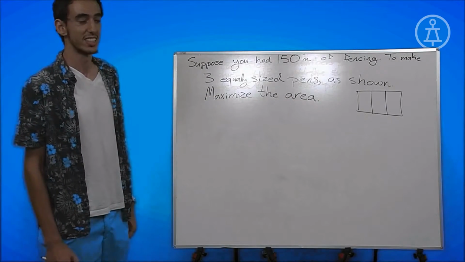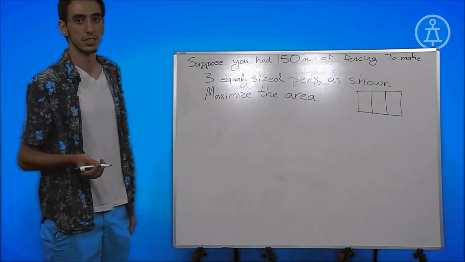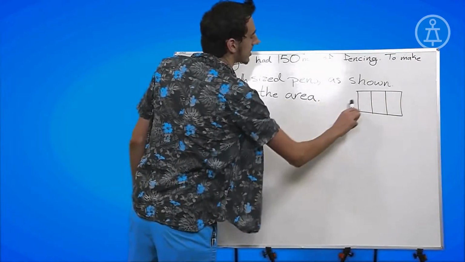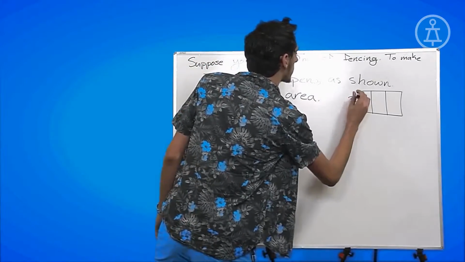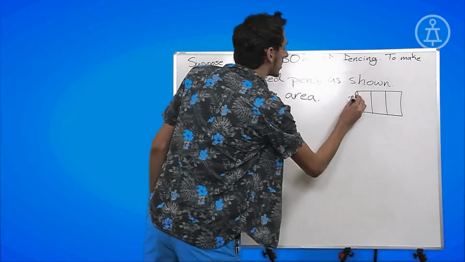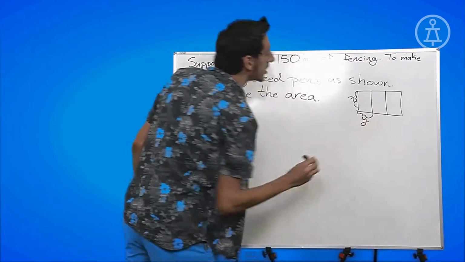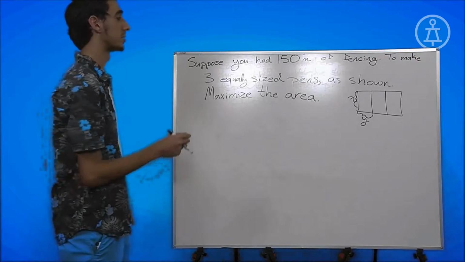to maximize the area. So we know that we have 150 meters of fencing. So that's going to be the total length I have here. So I'm going to call this one x, and I'm going to call this distance y. Since I know they're equal, I can use this to simplify the work a little bit.